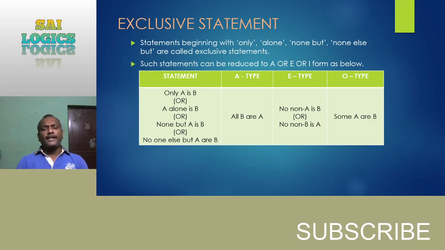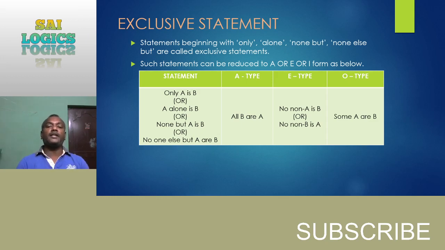If you want to write it into E type, then you have to ensure that you are writing in the negative sense. So no non-A. Non-A means negative answer. No non-A is B, or else you can even write it as no non-B is A. You can place subject and predicate unchanged, or you can convert subject and predicate. It will not have any difference in derivation of conclusion.